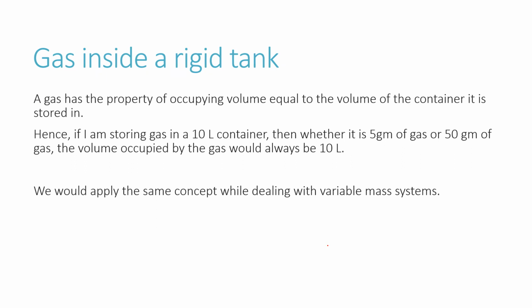All right, so when we are talking about a variable mass system, we really need to understand certain concepts very properly. So let's say we have a gas inside a rigid tank. Then in that case, the gas has a property of occupying volume equal to the volume of the container it is stored in. We are just taking a case.